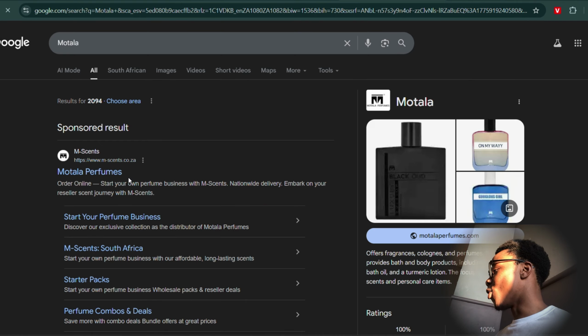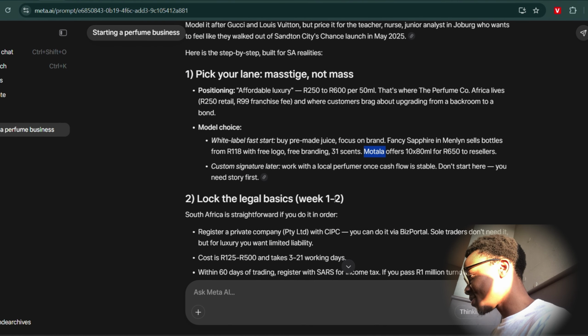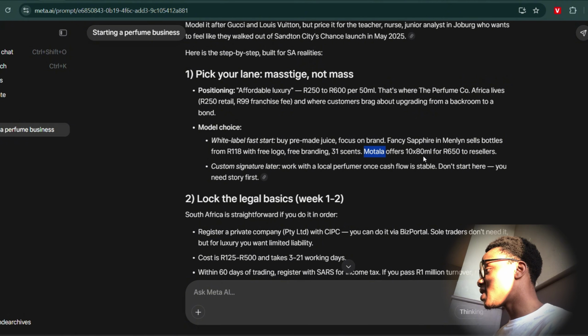Oh wow. This is so dope, man. This is crazy. Okay, Motola offers 10x80 for 652 resellers. Custom signature later. We work with a local perfumer once cash flow is stable.